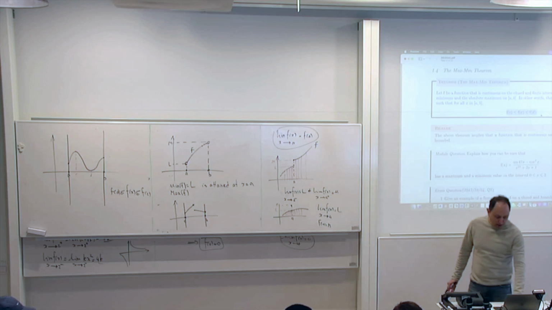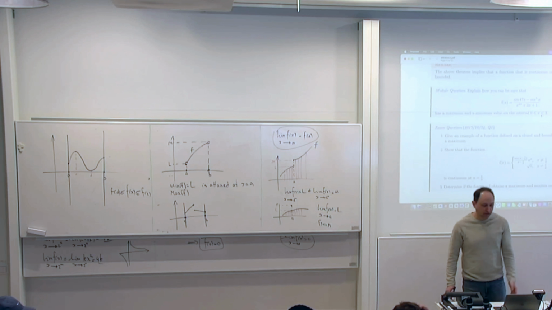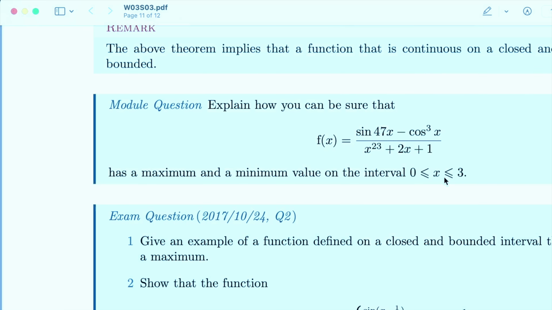So for example, let us check this theorem with this problem from the modules. I think it's in your workshop problem. Explain how you can be sure that this function has a maximum and a minimum value on the interval. What type of interval is this? 0 and 3, including, closed. Okay. So what do you think? Do you think there is a max and a min for this particular function?